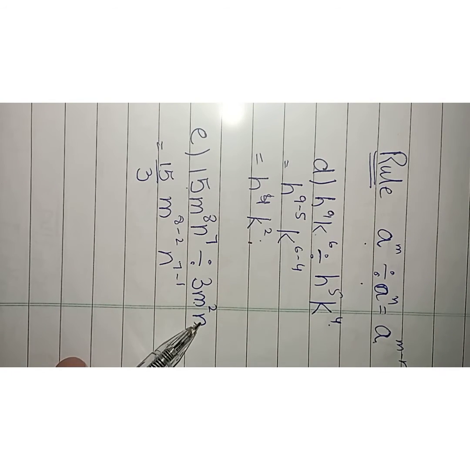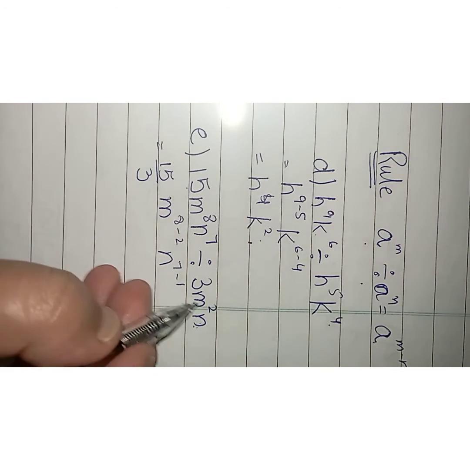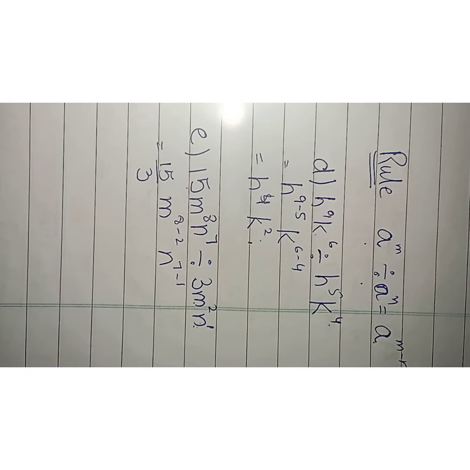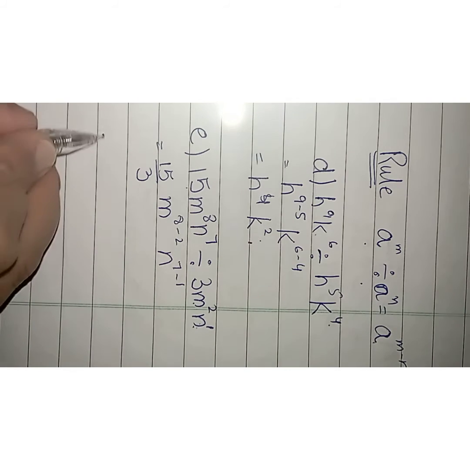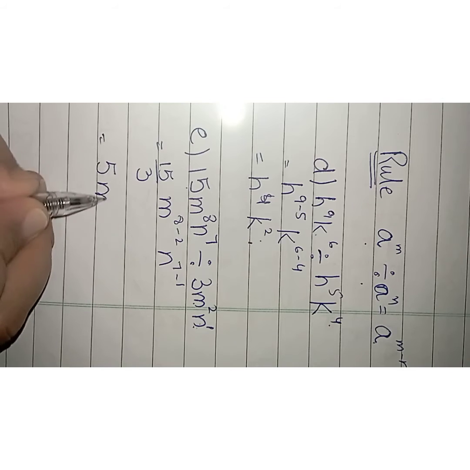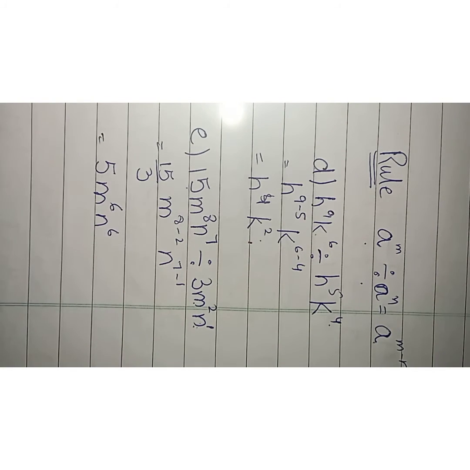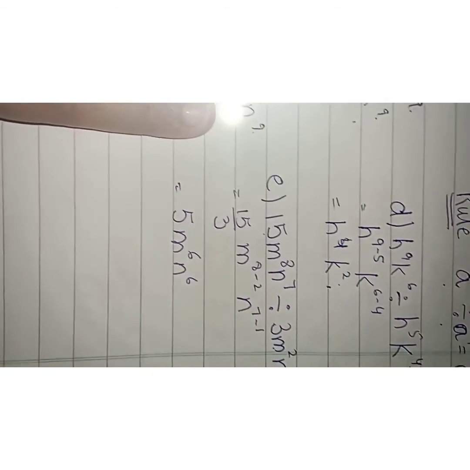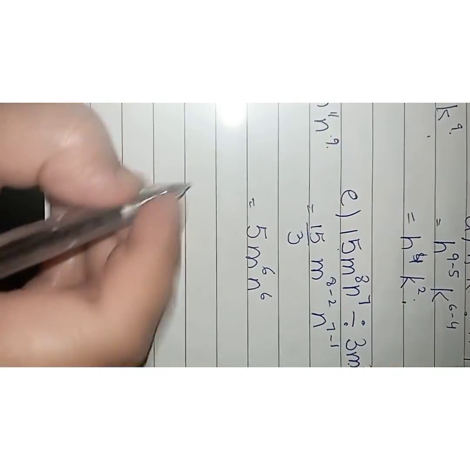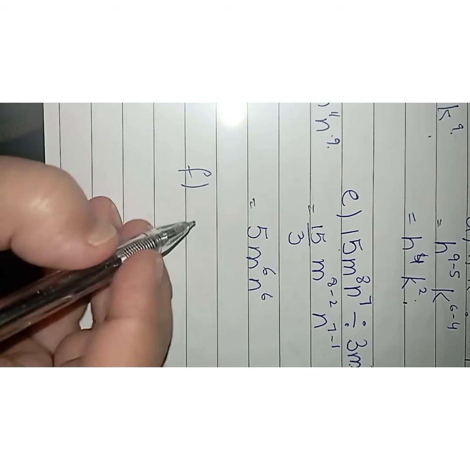Since there is no power over here, we use the power of n as 1. Now 15 divided by 3 is 5, m power 8 minus 2 is 6, and n power is 6 as well. Moving on to the last part, which is the F part of this question number 5.